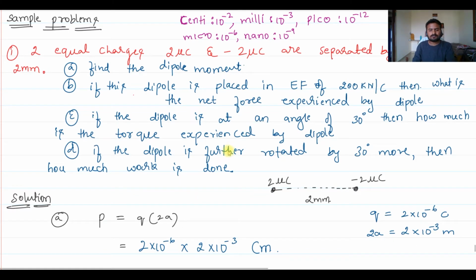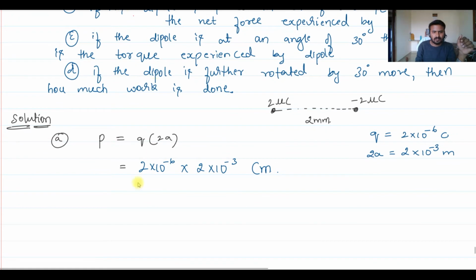All right. So now if you do the calculation, 2 into 2 is 4. 4 into 10 to the power of minus 6, 10 power minus 6 into 10 power minus 3 is 10 power minus 9 coulomb meter. And that is your dipole moment. That's the answer for the first question, right?